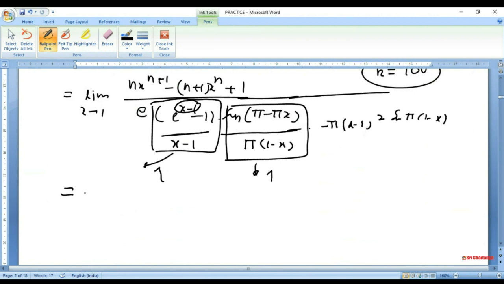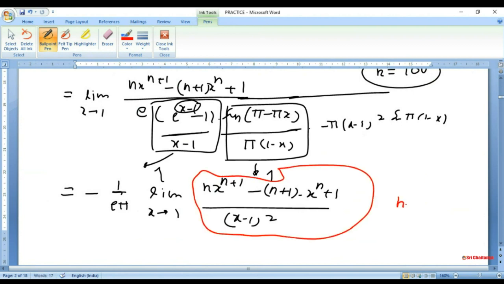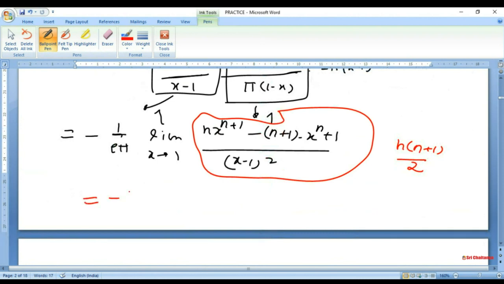So it means that I want to find now minus 1 over e pi, that is common, that I can take out, and limit of x tends to 1 of n times x^(n+1) minus (n+1) times x^n plus 1 over (x minus 1) whole square. And this is exactly the problem that we just did. This answer was n(n+1) over 2. So your final answer, as n is 100, becomes minus 1 over e pi times 100 times 101 over 2. Don't forget negative sign. And so your final answer would be minus 5050 upon e pi.